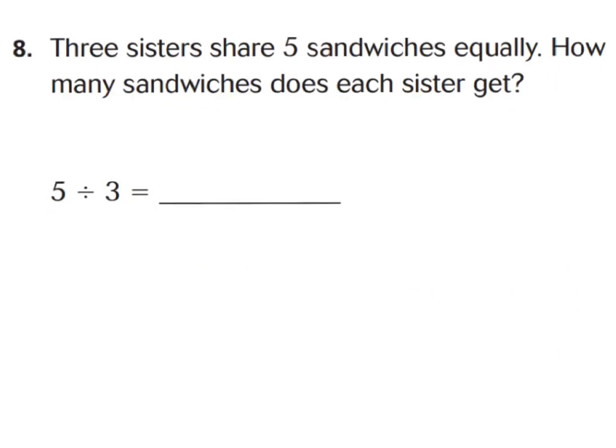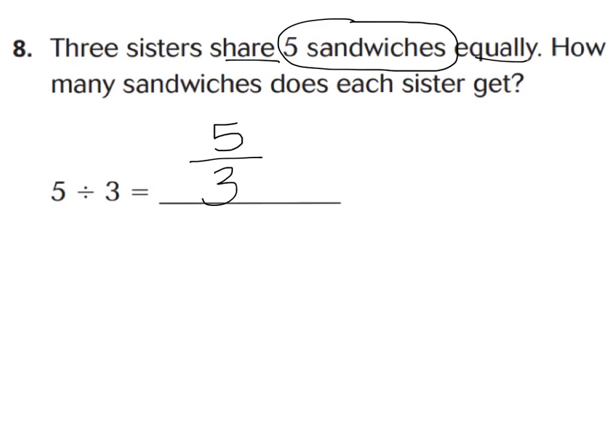All right, for number 8, it says 3 sisters share 5 sandwiches equally. I see the word share and equally to tell me I'm dividing. Now there's 3 sisters and they're sharing 5 sandwiches. So 5 is what you're dividing. It's your dividend. So our equation is 5 divided by 3. And you write it like a fraction just like that. Remember, this fraction bar means divided by.